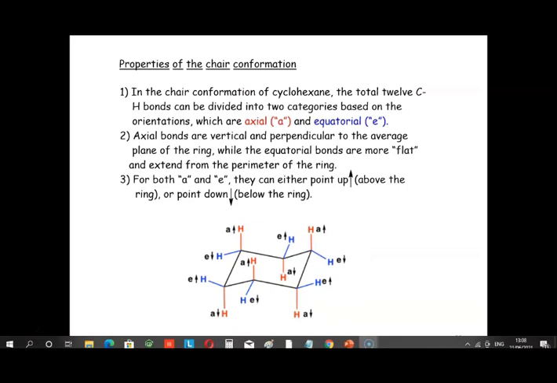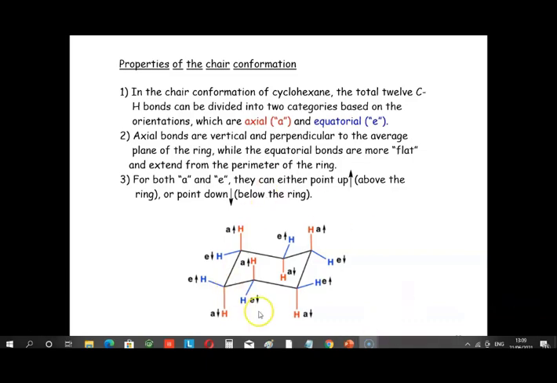Now let us see the properties of the chair conformation. When we draw the chair conformation of cyclohexane, if we do not show the orientation of all the hydrogen atoms attached to all the 6 carbon atoms of cyclohexane, then the structure is not considered complete. In the chair conformation of cyclohexane, there are a total of 12 carbon-hydrogen bonds, which can be divided into two categories based on their orientation. There are 6 axial bonds and 6 equatorial bonds.